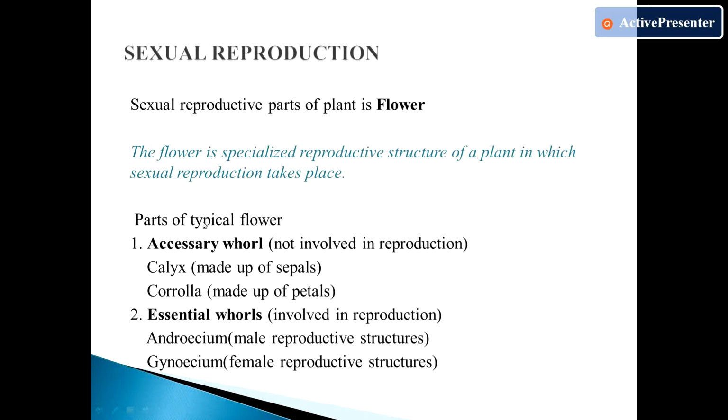Then what are the parts of a typical flower? It consists of mainly two parts. First, the accessory whorl, that means it is not involved in reproduction. The main function is protection. There are two types: calyx, the outermost whorl, made up of sepals, and corolla, made up of petals. The second important one is the essential whorls, which are involved in reproduction. That is made up of androecium, the male reproductive structure, and gynoecium, the female reproductive structure.